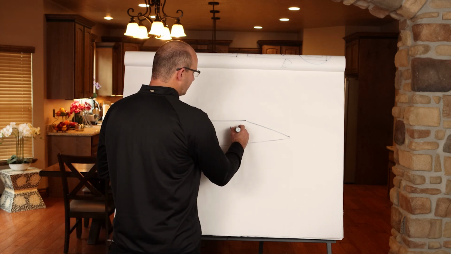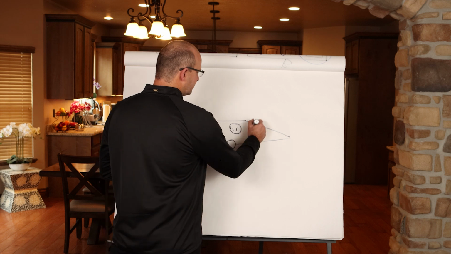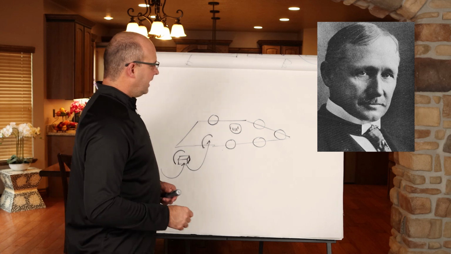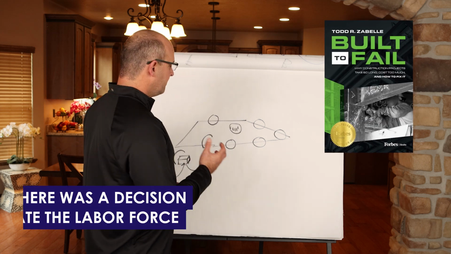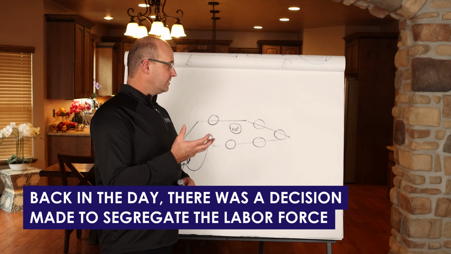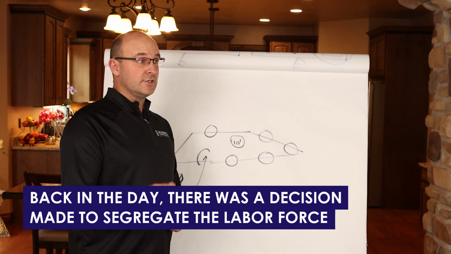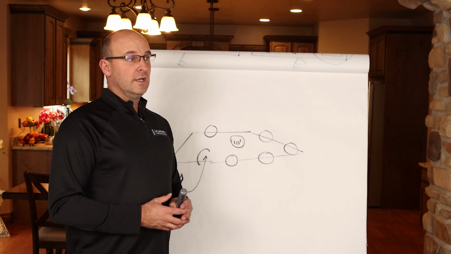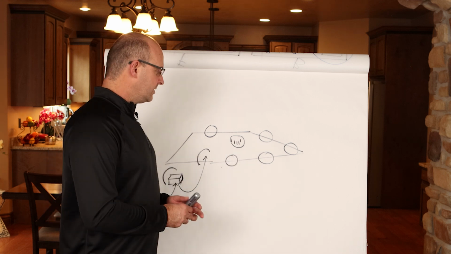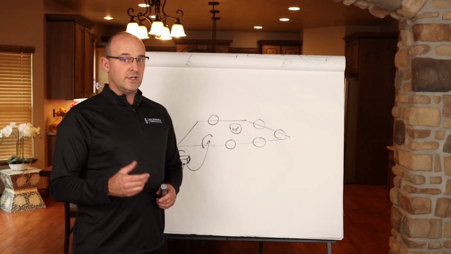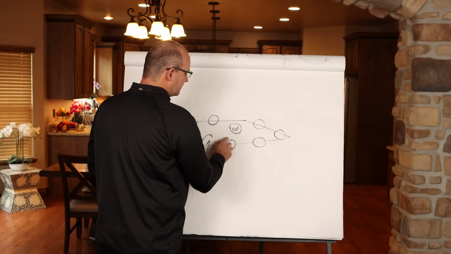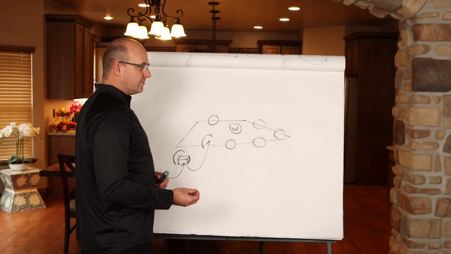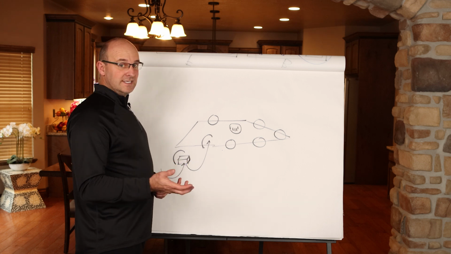You have different crews, which I'm going to just represent as circles. These are all circles based on the work of Frederick Taylor, as mentioned in the book Built to Fail. Back in the day, there was a decision made to segregate the labor force. So each crew does a separate scope of work. So we're all segregated, we're all separate, we're all in our own companies, right? And so the general contractor is here to organize these folks. So you have to look at these separate crews like they're their own military units, and you must make sure that they're heading in the right direction, accomplishing the mission, and that you're decentralizing command.